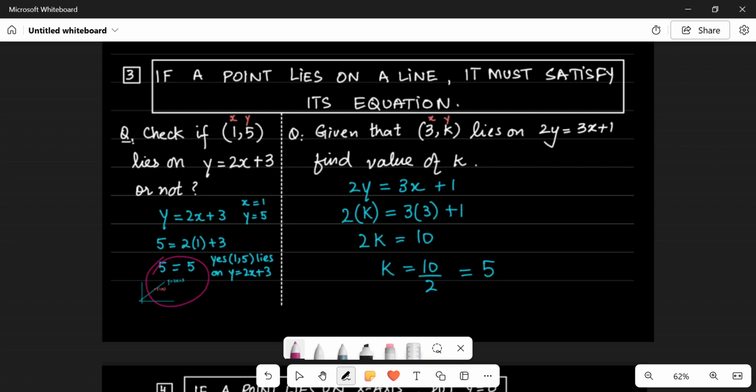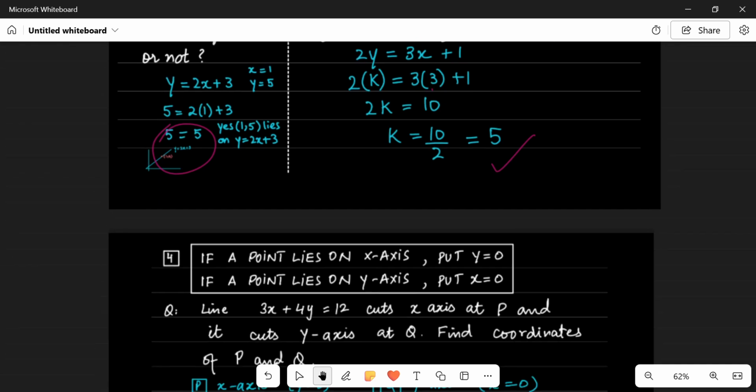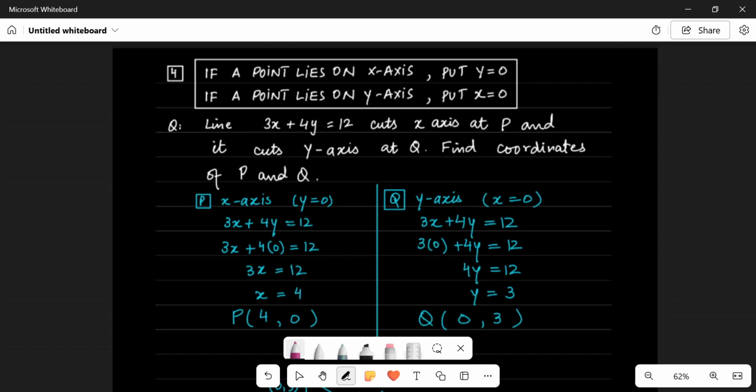Now, second question: given that (3, k) lies on this line, find the value of k. So y is k, and the x value is 3. Substitute the values and find out the k value, which is 5. Next part: if a point lies on the x-axis, put y equals 0. If a point lies on the y-axis, then put x equals 0. We have done these types of questions from book D3.